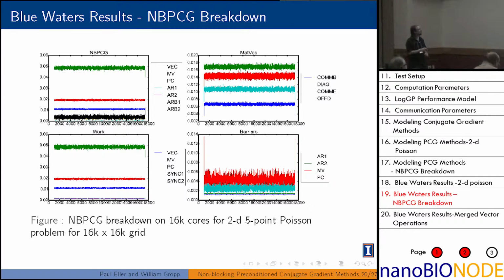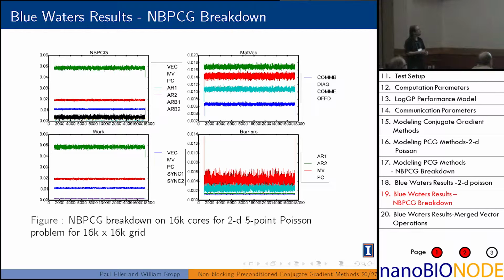We can also note that in the matrix vector multiply, the communication for the red and the blue line, those are pretty significant. So we need to investigate that a bit more and see if we can find a way to make those less costly.